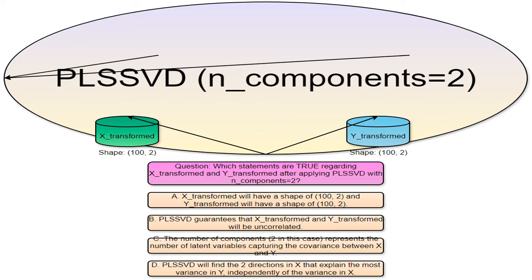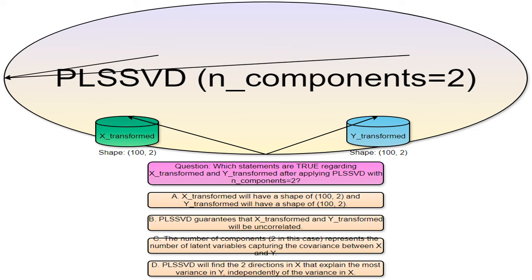We're using partial least squares singular value decomposition, PLSSVD, to analyze the relationship between X and Y. The parameter n_components=2 tells the algorithm that I want to reduce the dimensionality of both datasets to 2 components.